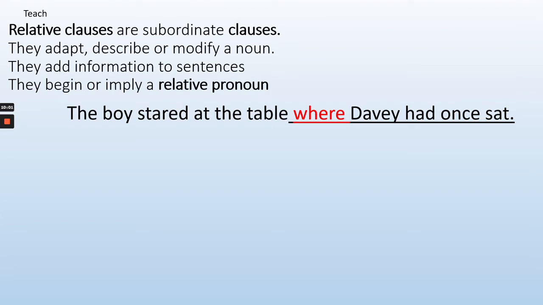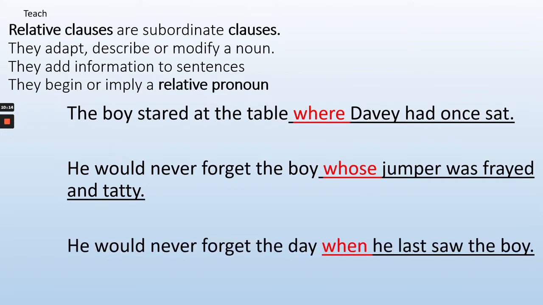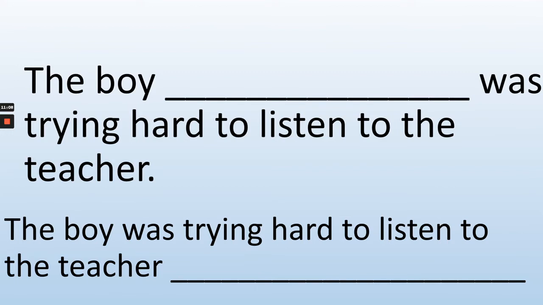The boy stared at the table where Davy had once sat. He would never forget the boy whose jumper was frayed and tatty. He would never forget that day when he last saw the boy. The relative clauses come at the end of these sentences. They do not need a comma. Do you recognise these two examples from yesterday's lesson when we added parenthesis? Adding relative clauses is like adding parenthesis. It's extra information. So let's see it working again.